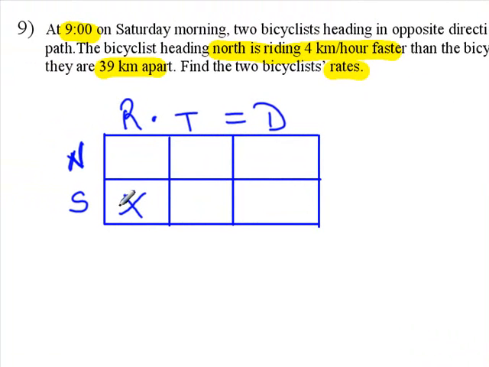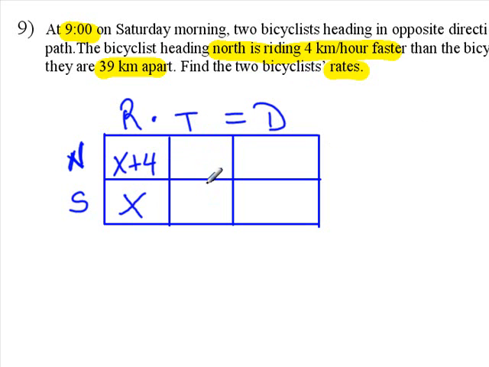Now that I know that the southbound cyclist is going x kilometers an hour, all I have to do is make the northbound cyclist go 4 kilometers an hour faster than that, which would be x plus 4. Okay, that takes care of the rate column.